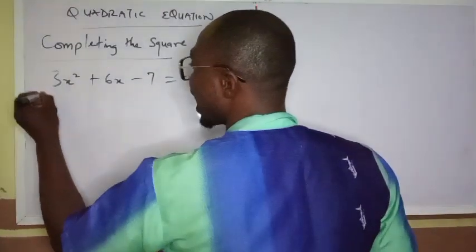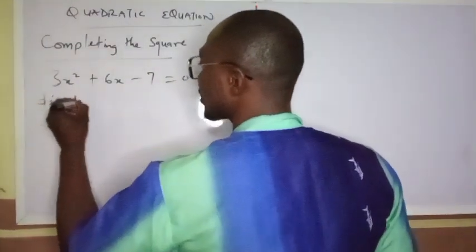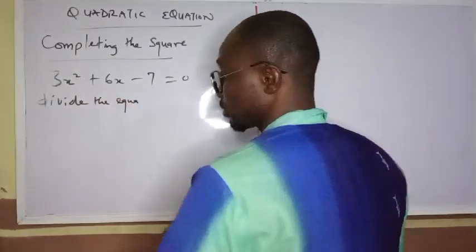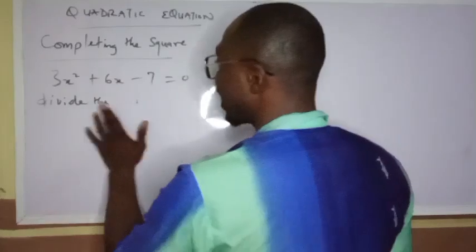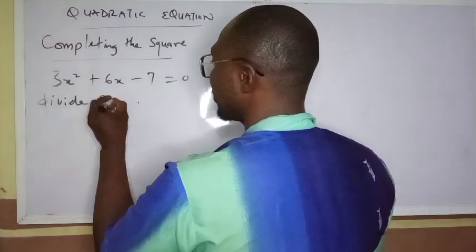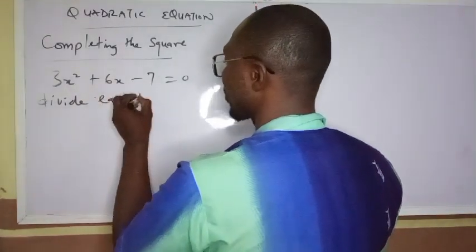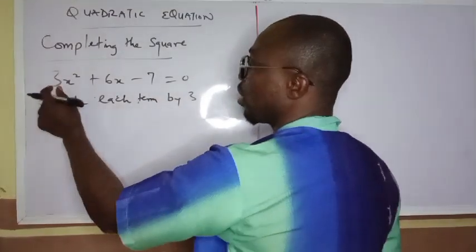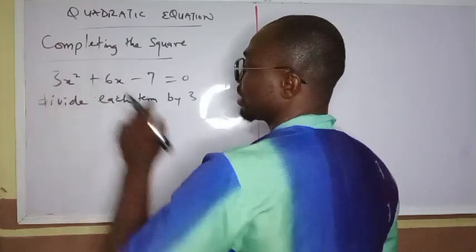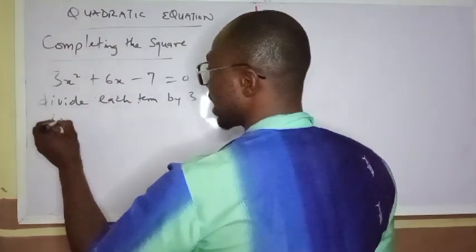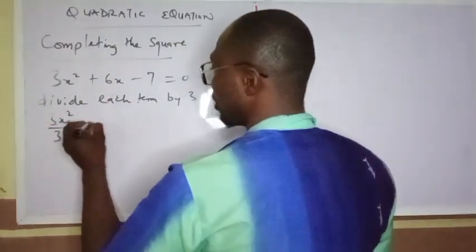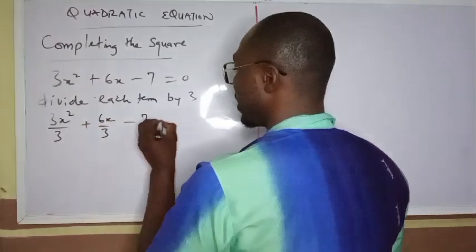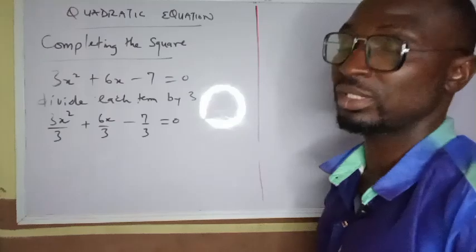So divide the equation, divide each term by 3. Where do we get the 3? The coefficient of this x squared. That's the first step. So we have 3x squared divided by 3 plus 6x divided by 3 minus 7 divided by 3 is equal to 0.